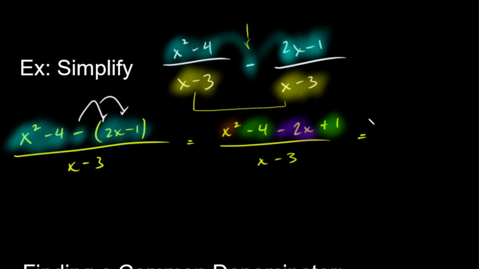So we've got x squared because we are just carrying over everything. x squared doesn't combine with anything, so we get x squared. And then the minus 2x does not combine with anything. And then the minus 4 and the plus 1 makes minus 3 over x minus 3. And we are still not done, because we have only simplified the fraction as much as it can go for now.